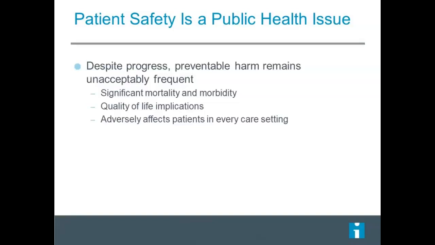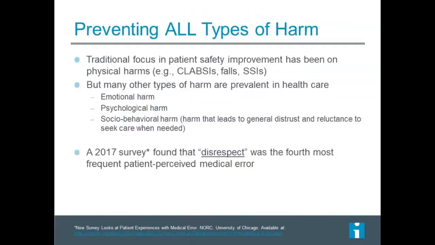Despite the progress that we've made, and I will say we have made a lot of progress in the last 20 years. In the U.S., we often use the publishing of To Err Is Human as kind of the start of when we really started thinking about patient safety, and this is the 20th anniversary of the release of To Err Is Human from back in 1999. And so we have made progress in the last 20 years, but despite that, preventable harm remains unacceptably frequent. There are significant mortality, morbidity, quality of life implications, and it really affects patients in every care setting.